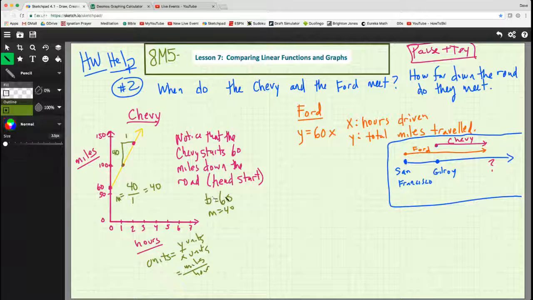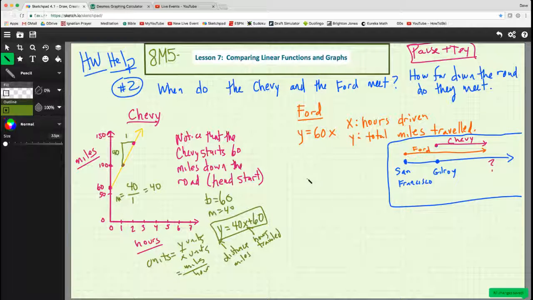So if my m is 40, my b is 60, my equation is y equals 40x plus 60. And this is my distance in miles. And that's my y, and then my x is my hours traveled. So now I can solve my two equations.